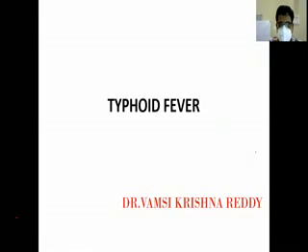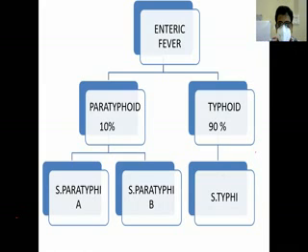Today we are going to see a small topic on typhoid fever. Call it enteric fever. It is of two types: the paratyphoid or typhoid. Paratyphoid is usually caused by paratyphi A and paratyphi B. Typhoid is caused by Salmonella typhi, which is more common, 90%.